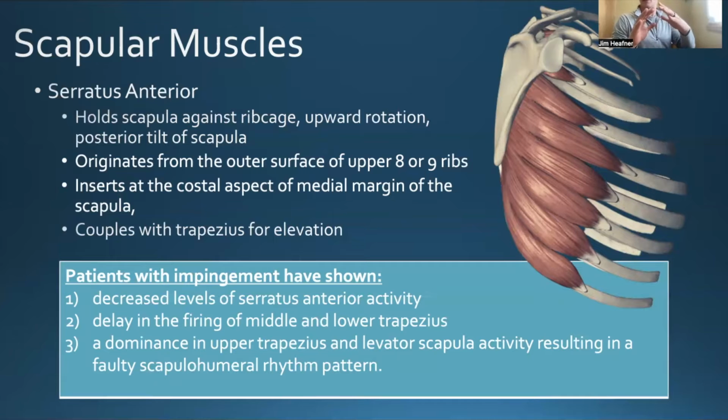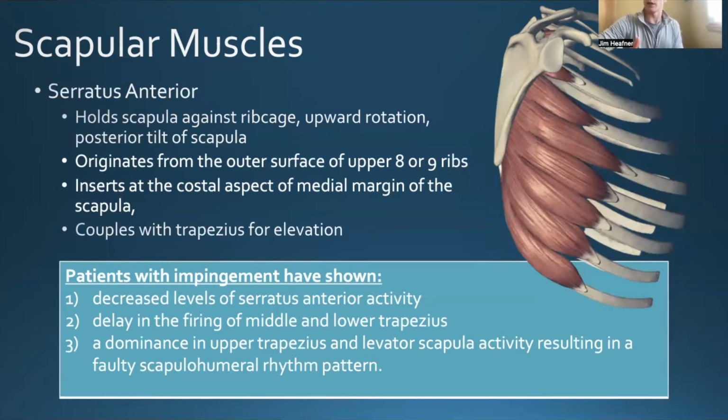So if my pec minor and pec major are tight, I'm going to get drawn this way. And as I reach up overhead, if I can't tip back because the serratus is weak, that leads to shoulder impingement. It leads to compression of the rotator cuff. Patients with shoulder impingement have been shown to have decreased levels of serratus anterior activity. They have a delay in the firing of the middle and lower trap, and they often have a dominance of the upper trap and levator.